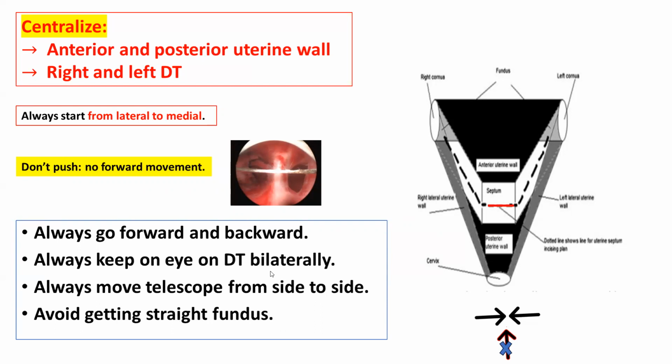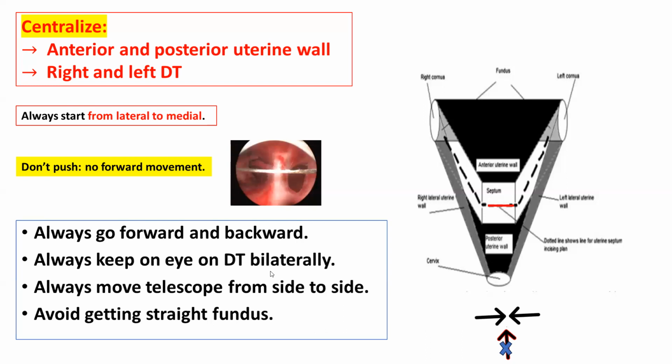Anterior and posterior, centralize. Right and left, centralize. Right and left, Darwish triad, anterior and posterior walls. This is the key of success of proper site for incision. Always start from lateral to medial, not to push.